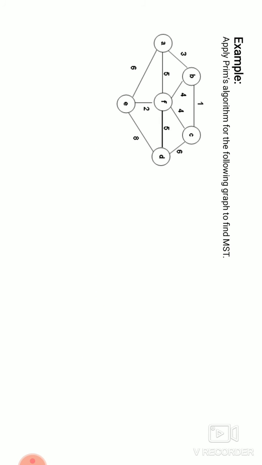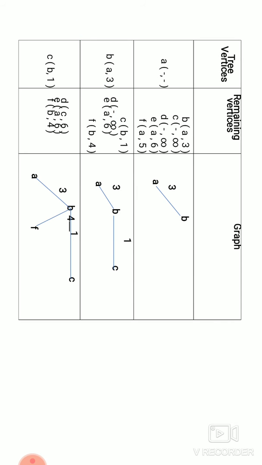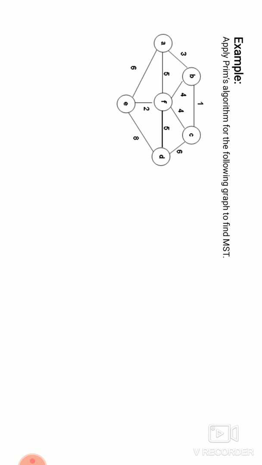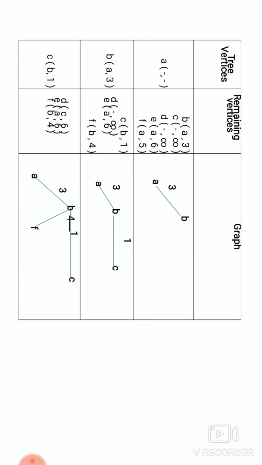So the next unvisited vertex is E. So E can be reached from A, that is 6. So I have taken E of A comma 6. And the next vertex D can be reached. Now when you found the vertex is C, D is reachable now from the parent node C. So D of C comma 6. So I have taken D of C comma 6.